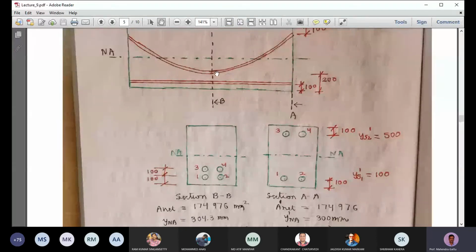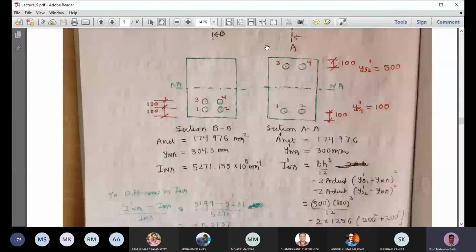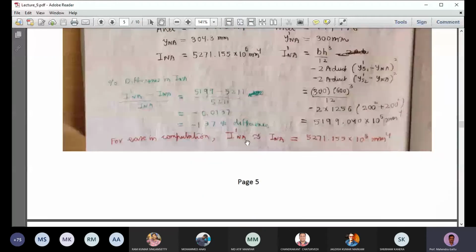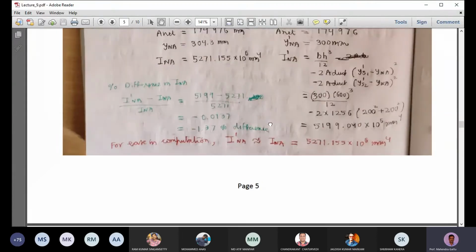If you want to complicate the problem, you can do it, but there will be very small changes only, because the difference is hardly 1.37%. So for ease in computation, we use the moment of inertia calculated at the midsection level. Same for the end sections also. That value we will take as 5271 into 10 power 6. If you want to do it more accurately, you can, but you will not have much change.